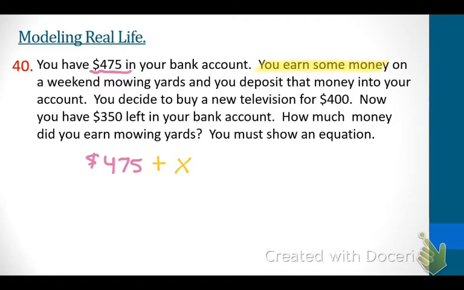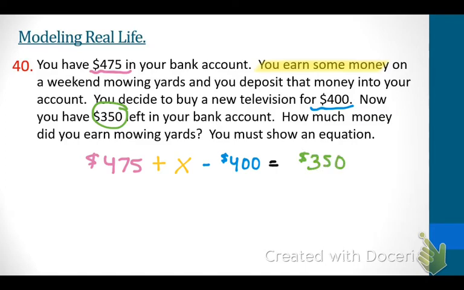Then you see here that you decide to go and buy a new television. If I go to buy a new television for $400, what happens to that? You subtract it. You spent some of your money. Now that equals something. Does it tell me how much it equals? $350. Okay, it says in the end, now you have $350 left.